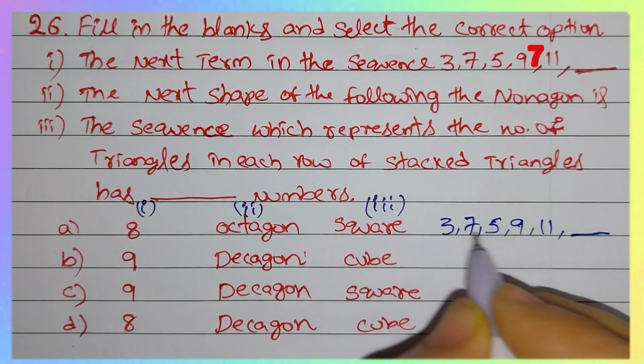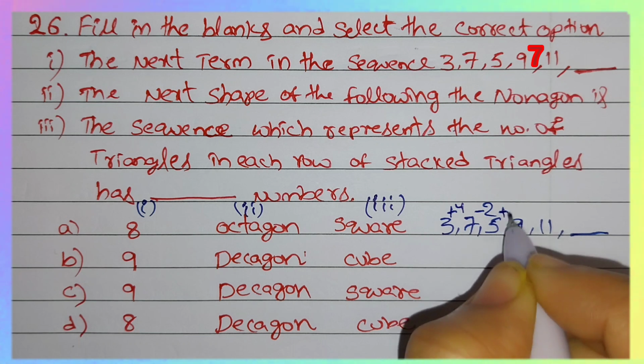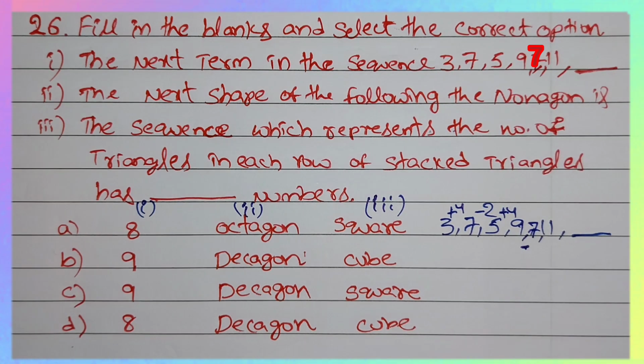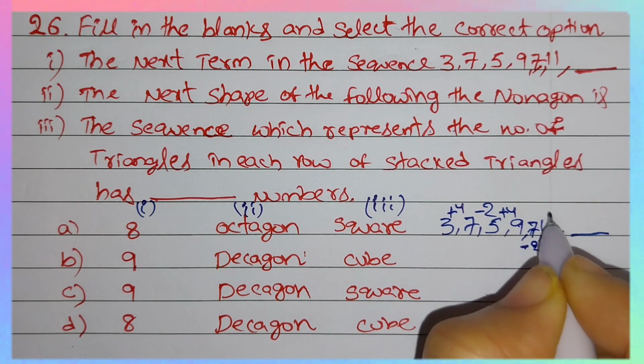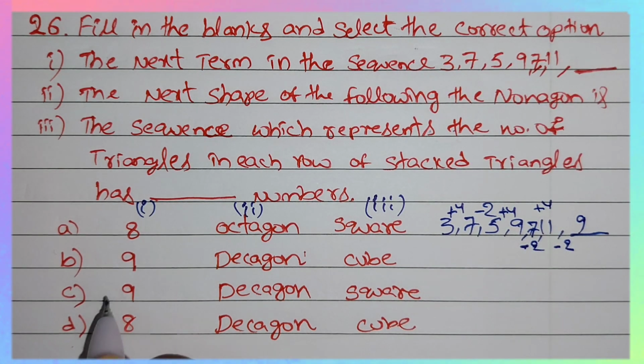If you observe here, what is the pattern in the sequence? 3 plus 4 equals 7. 7 minus 2 equals 5. 5 plus 4 equals 9. Next, 9 minus 2 equals 7. 7 plus 4 equals 11. 11 minus 2 equals 9. So 9 is the correct answer.